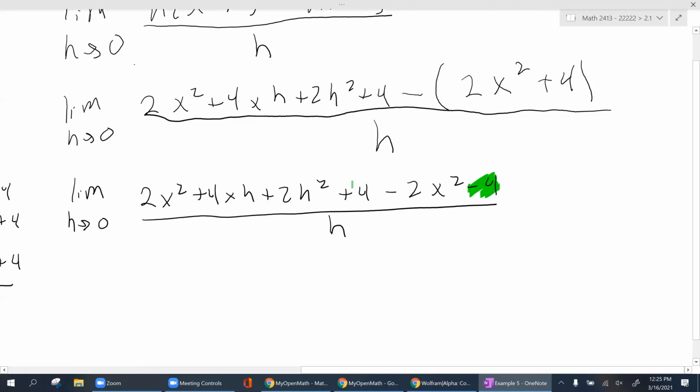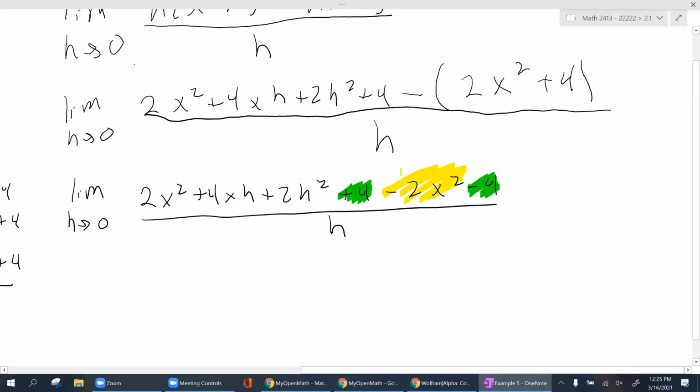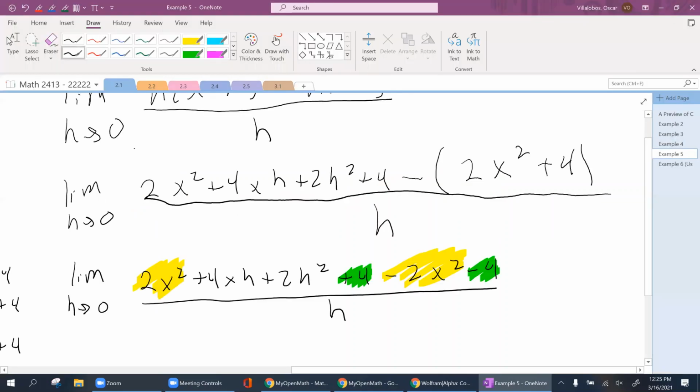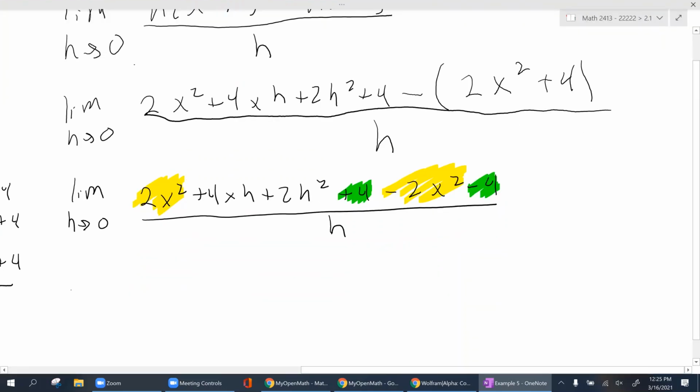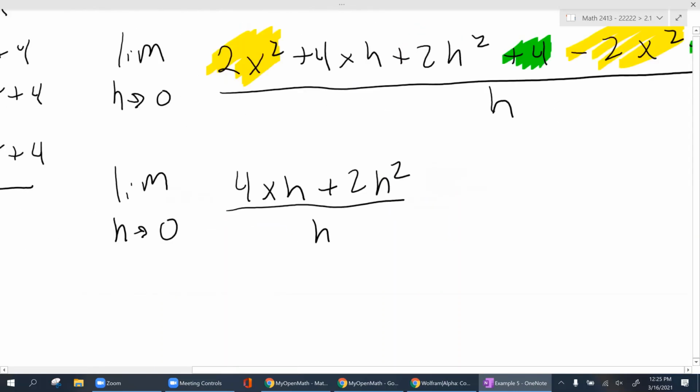These 4s can cancel out, right? What else? And these 2x squares. All right, those cancel out. Meaning, I'm left with the limit as h approaches 0 of 4xh plus 2h squared all over h. Ooh, so far so good. Very nice, right?